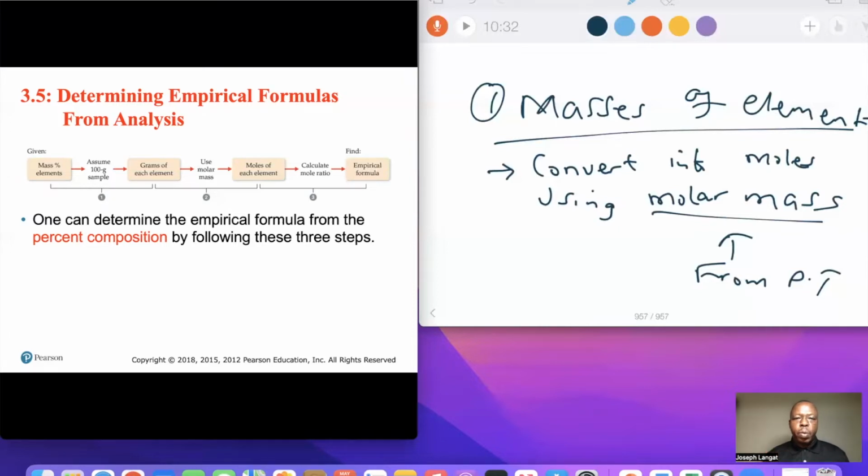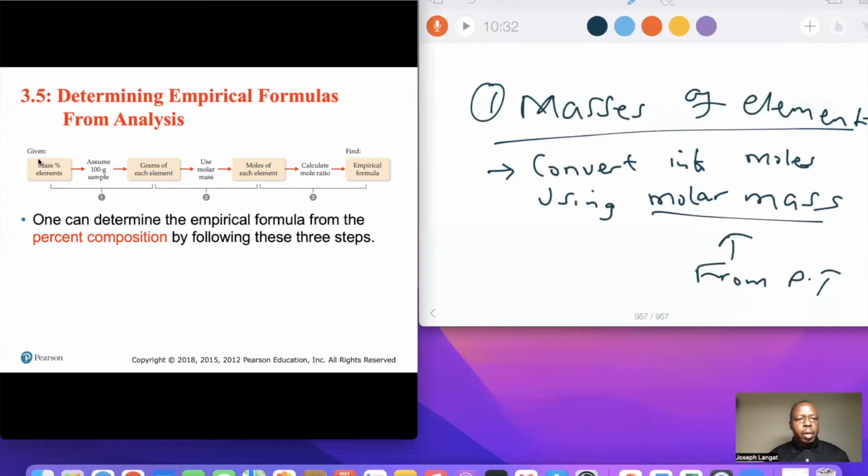If you look at the worked example in the text and reconcile it with this roadmap, it will walk you through how to find the empirical formula. So if I'm given the grams of each element in a compound, I use the periodic table to find the atomic mass or molar mass to get the moles of each element. And then you divide by the smallest to get the ratio. There you'll have the empirical formula.